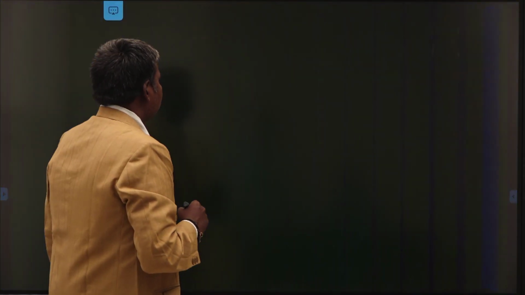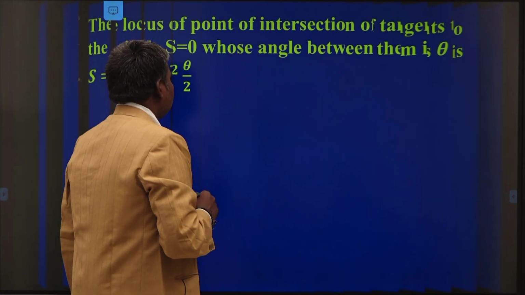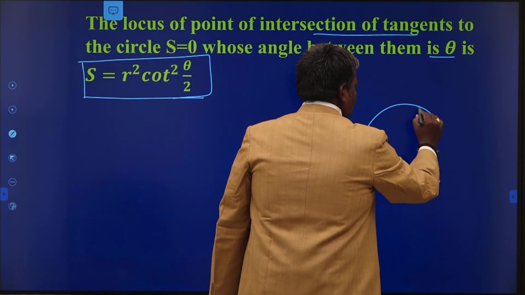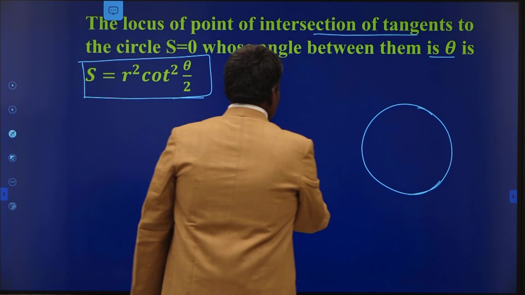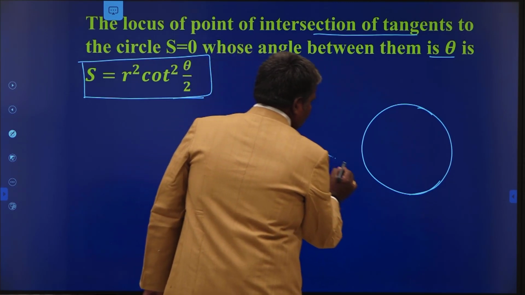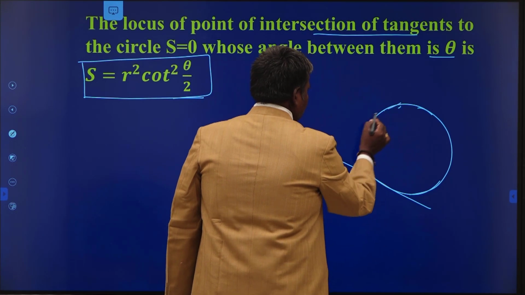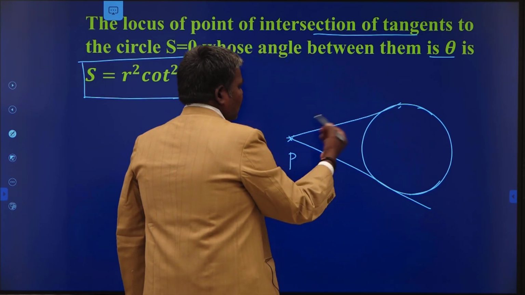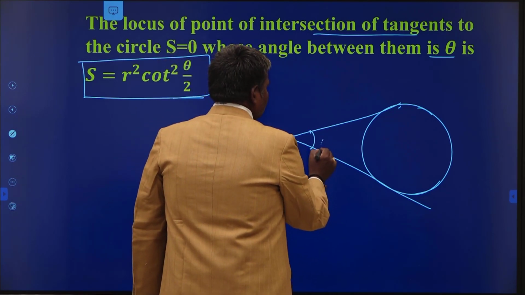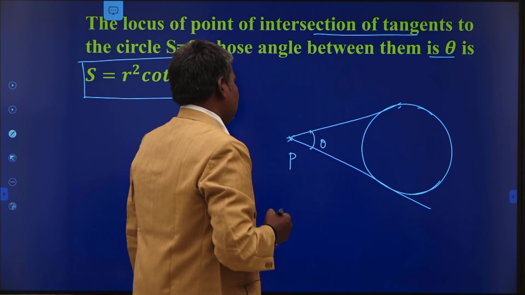See here, how to prove this one. This is my circle. This is one of the points on the locus. How many tangents can you draw? 2 tangents can be drawn. So many such external points are there. Now what is the angle between the tangents?